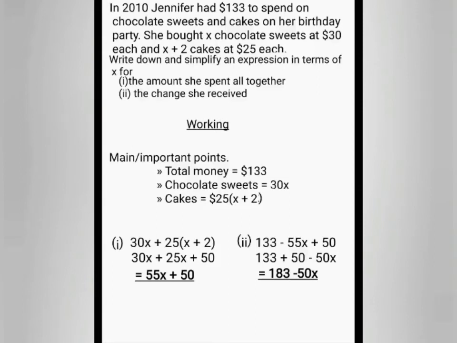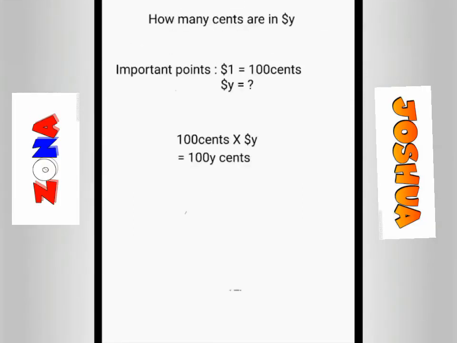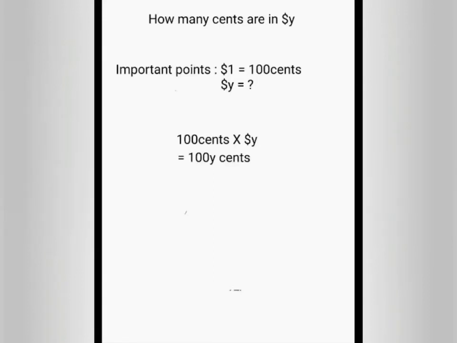So this is a little bit easier if you just write down the main important points. It will be easier for you. So our second question reads, how many cents are in y dollars? This one is a little bit different because we don't have the important points that we can extract from our main question. So we have to form our important points.